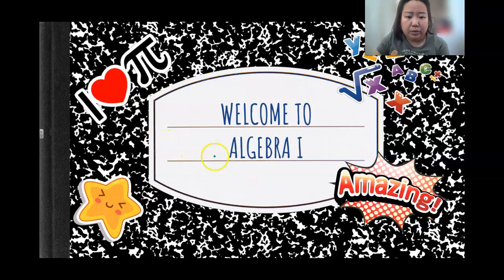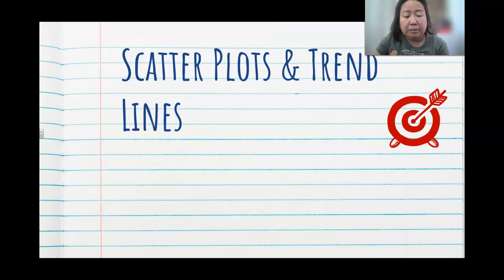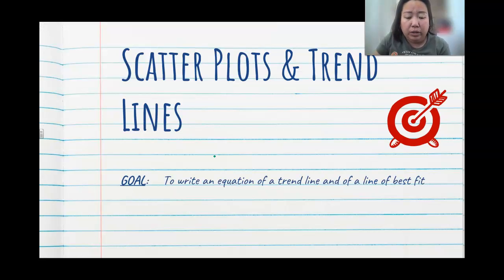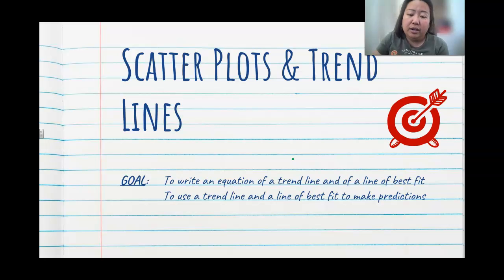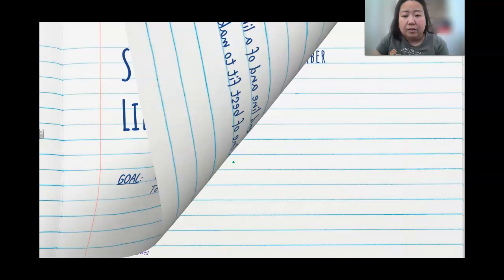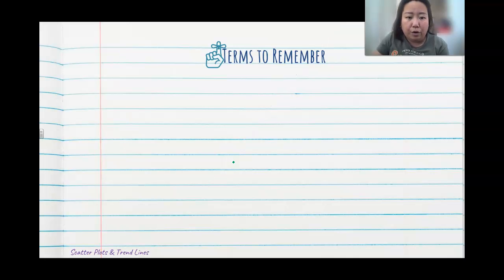Hi everybody. So now we are working on our next topic, and that topic is about scatter plots and trend lines. So for this lesson, we will be writing an equation of a trend line and a line of best fit. And also, we will use the trend line and the line of best fit to make predictions. All right. So we start with some important terms first.